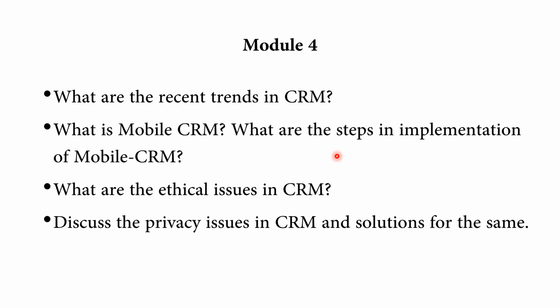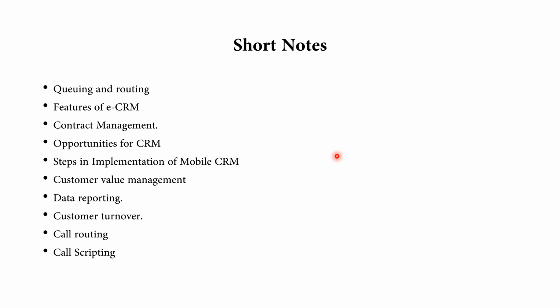Now let us go towards the short notes. Here are the first set of short notes. There are only 2 sets of short notes that you need to cover up. Number 1: queuing and routing, features of eCRM, contract management, opportunities for CRM, steps in implementation of mobile CRM, customer value management, data reporting, customer turnover, call routing, call scripting. These are the first set of short notes. You can go through it once.